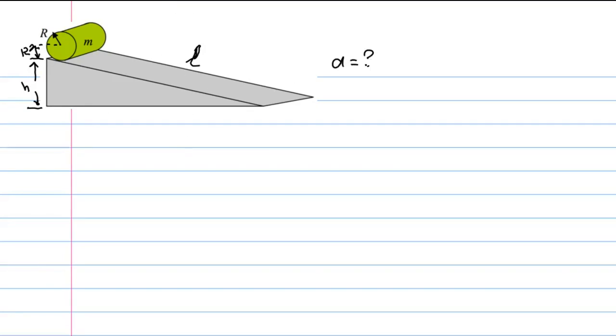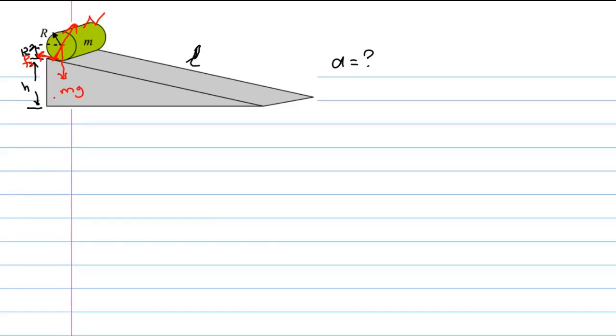A is the question. There are three forces on the cylinder: gravitational force, mg, the normal force, and the friction force. This is the static friction force. The cylinder is rolling down the incline without slipping. Therefore, the friction force is not doing work on the object. So when we write the work energy theorem, the total work done on the system is 0.